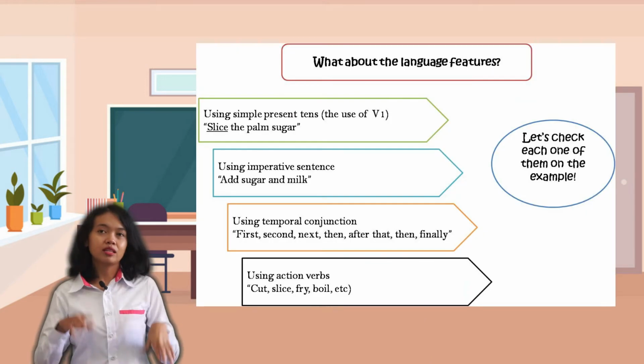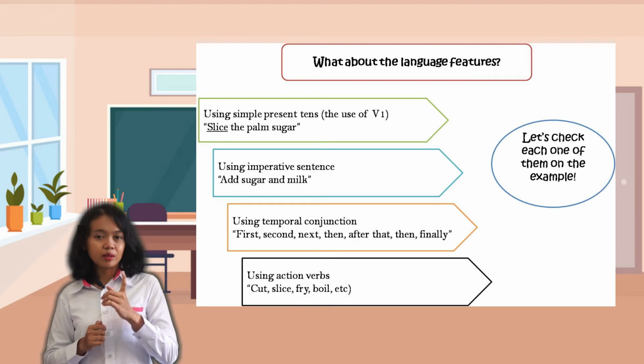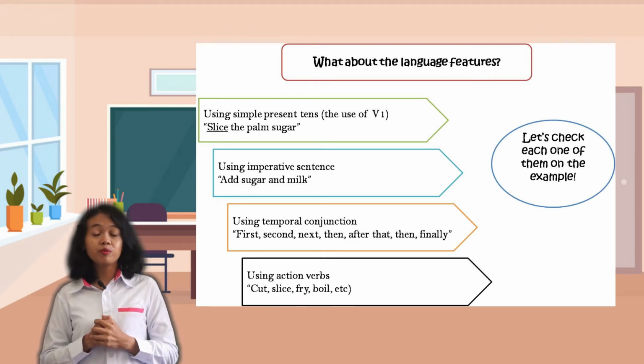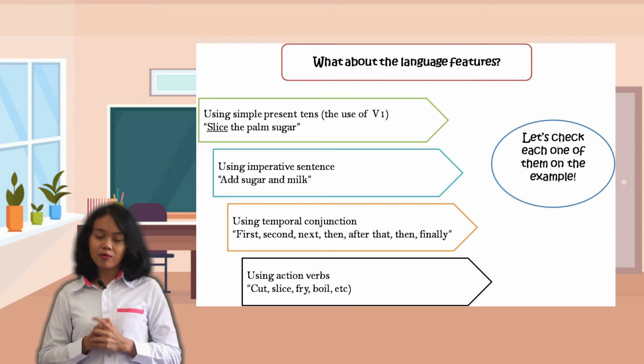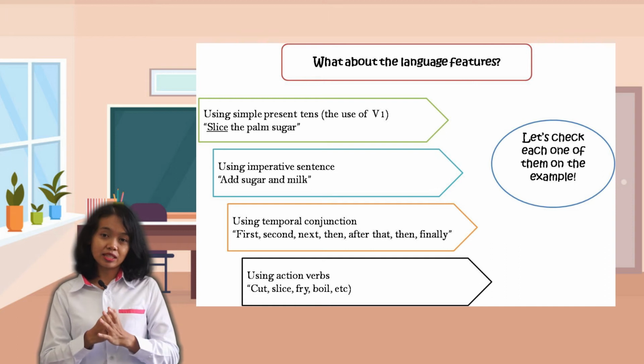Now let's discuss the language features of a recipe. So what did you get from the PowerPoint slides? The first language feature is using simple present tense. It means that you have to use verb 1 in your sentences. The second one, what is it? Very good. Using imperative sentences.